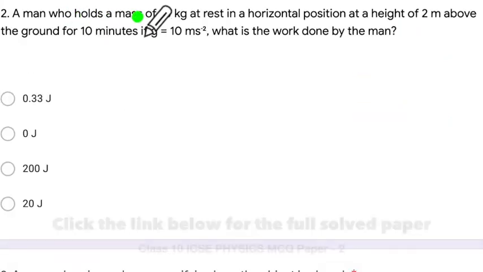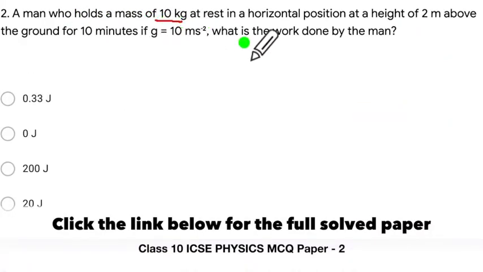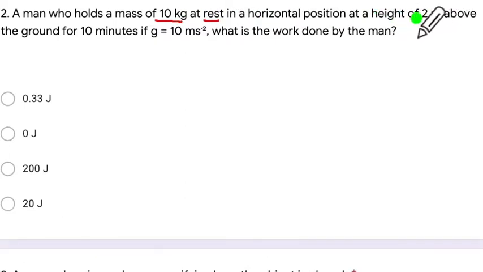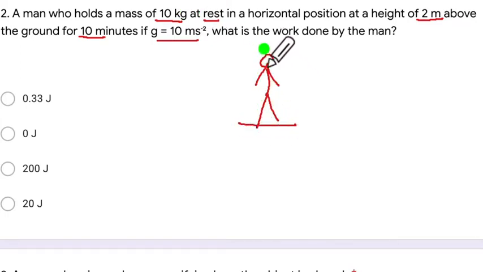Question 2. A man who holds a mass of 10 kg at rest in a horizontal position at a height of 2 meters above the ground for 10 minutes. G is given this. What is the work done by the man? Now he is holding the mass. So we have this person. He is holding the mass, and this mass is 10 kg, but he is at rest. He is only standing in one position. So there's no displacement, nothing.